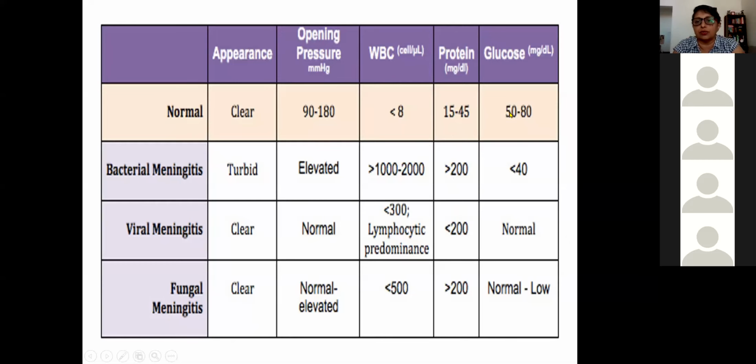Then glucose, usually 50 to 80. In bacterial meningitis, it is reduced. Whereas in viral and fungal, it will be normal or normal to low. So bacterial: turbid, pressure elevated, WBC more, protein elevated, but glucose less. Viral is clear and glucose will be normal. Fungal also is clear, glucose is normal, and protein will be elevated. I think you have followed that.